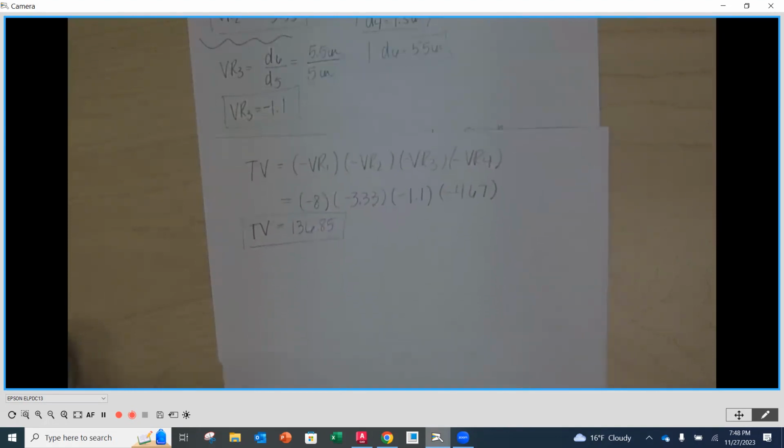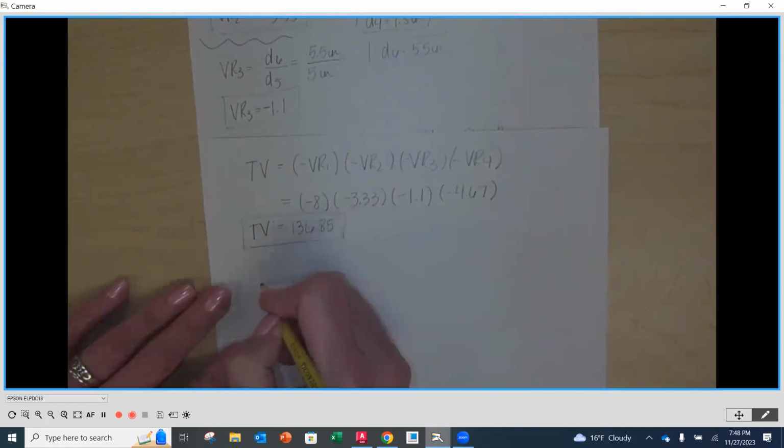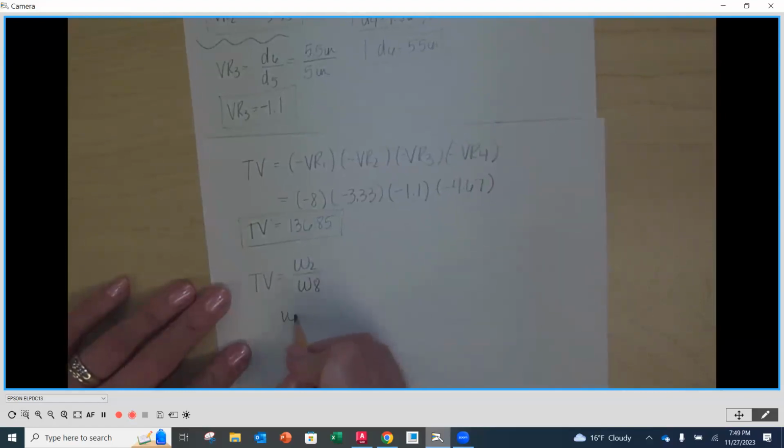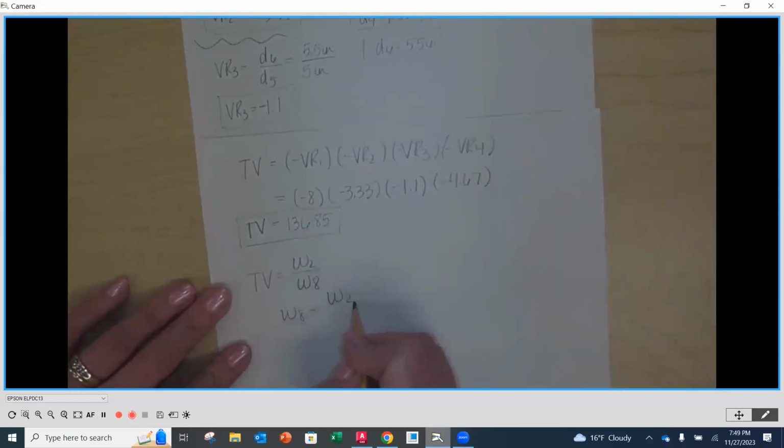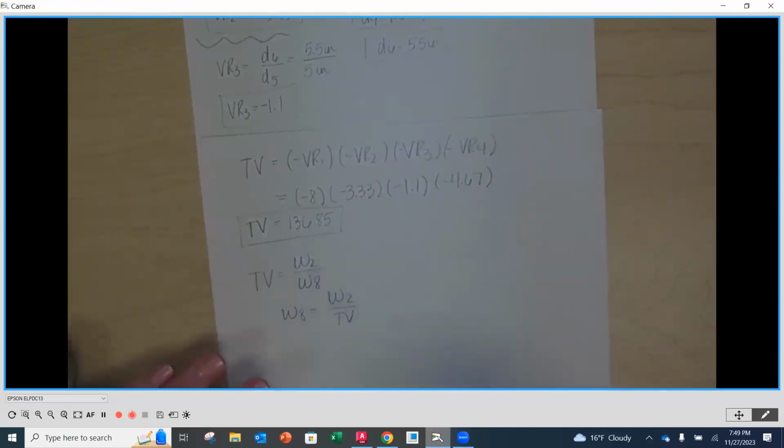We're going to then move to calculating our W8. If we know that our train value is equal to W2 divided by W8, we have that extra gear in there. To solve for W8, we're just going to move it up to the top. So W8 is going to be equal to W2 divided by our train value.